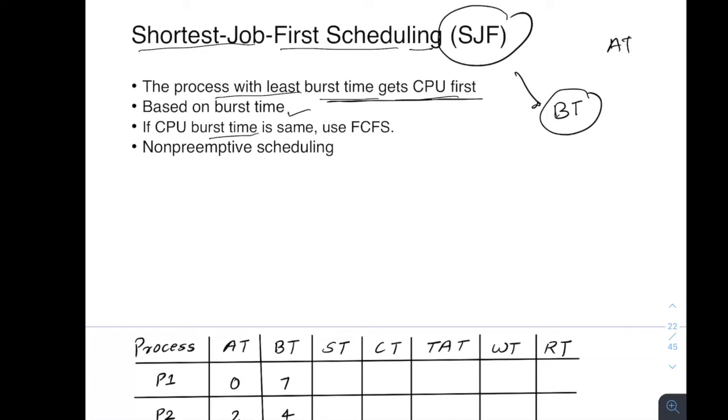And in case the CPU burst time is the same for two processes, you can remove the conflict using FCFS. So let's say you have processes P1, P2. This is arrival time, this is burst time. Burst time is 10 for both. Let's say arrival time is 2 and 1. So in this case, P2 will be scheduled first because its arrival time is less. So that's what you have to do when the burst time is the same. Follow the FCFS policy then.